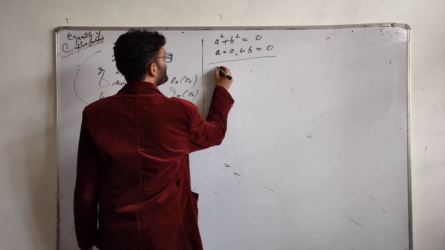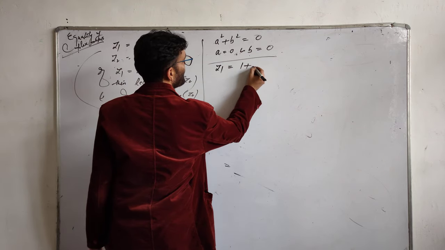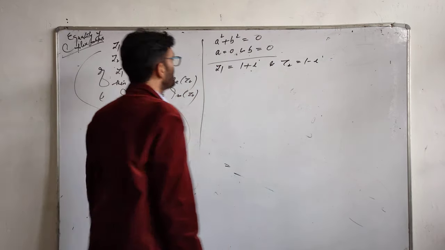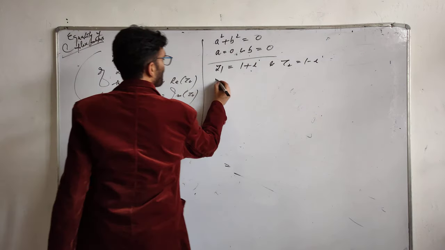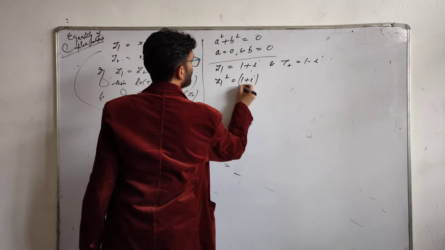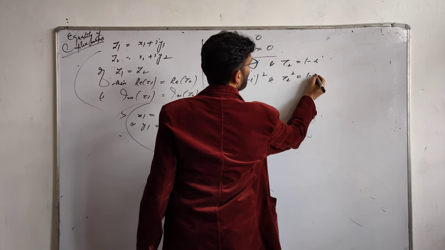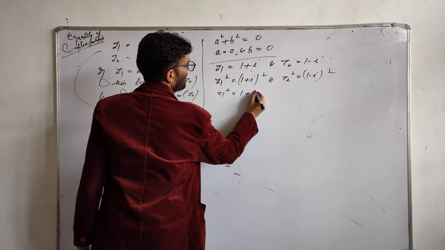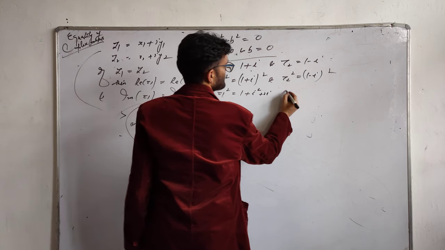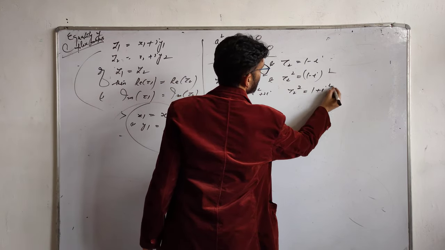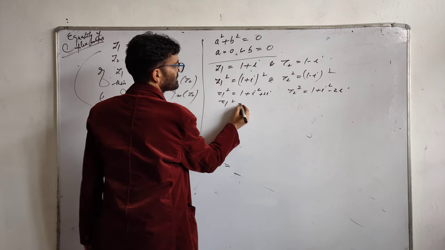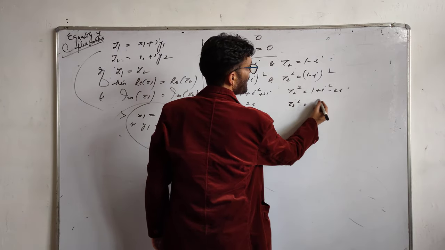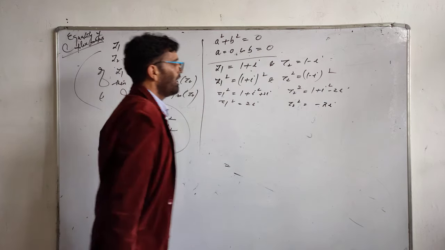For example, take z1 equal to 1 plus i, and z2 equal to 1 minus i. Then z1 squared is (1 plus i) whole squared, and z2 squared is (1 minus i) whole squared. z1 squared is 1 plus i squared plus 2i, and z2 squared is 1 plus i squared minus 2i. Because i squared is equal to minus 1, z1 squared is equal to 2i, and z2 squared is 1 minus 1, which means minus 2i.